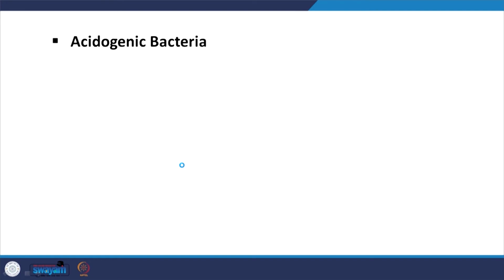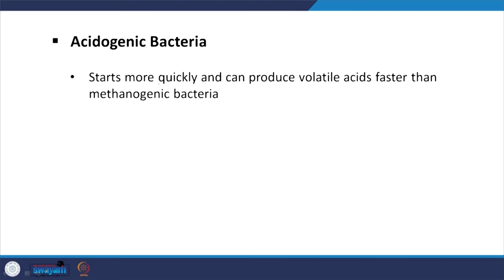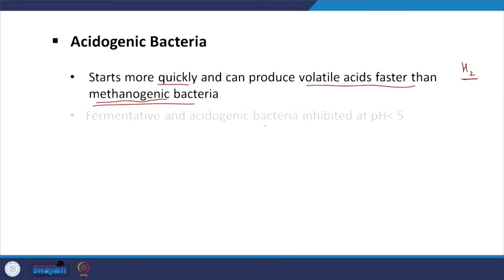And then the other one is how is this done? We have acidogenic bacteria. They start quickly and can produce volatile fatty acids faster than methanogenic bacteria. So, this was the key that I mentioned earlier. In this process, if hydrogen accumulates too much and is not removed by these methanogenic bacteria, which grow slowly or take time to grow, then your system is going to fail. Why? The delta G is now maybe not favorable anymore, that is something to keep in mind.